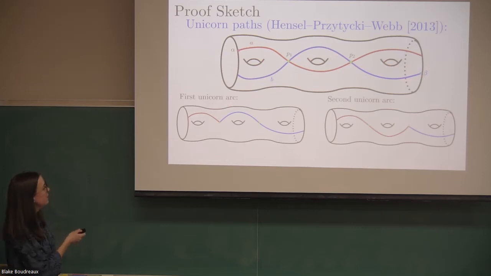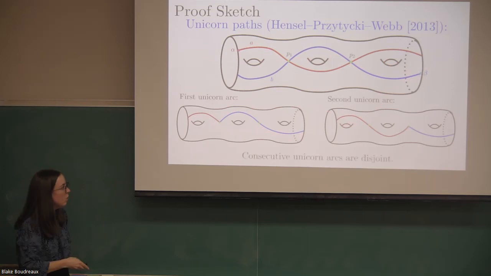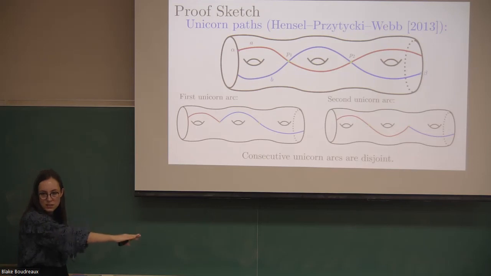Notice, if I end up taking my second unicorn arc and I draw it slightly below my first unicorn arc, they're disjoint, which means the first unicorn arc and the second unicorn arc have disjoint representatives. What that means is if I'm looking at arc graphs, consecutive unicorn arcs are able to be realized disjointly. So now I can build a path between them if I'm looking at a graph defined using arcs.